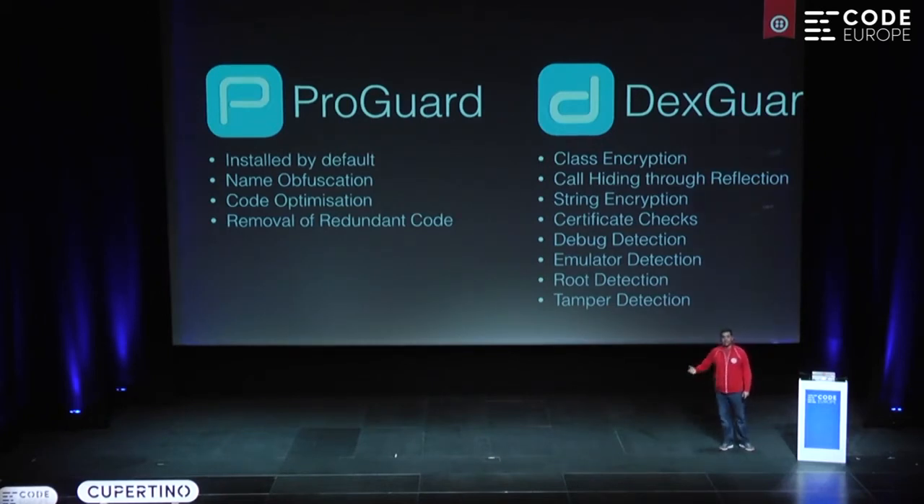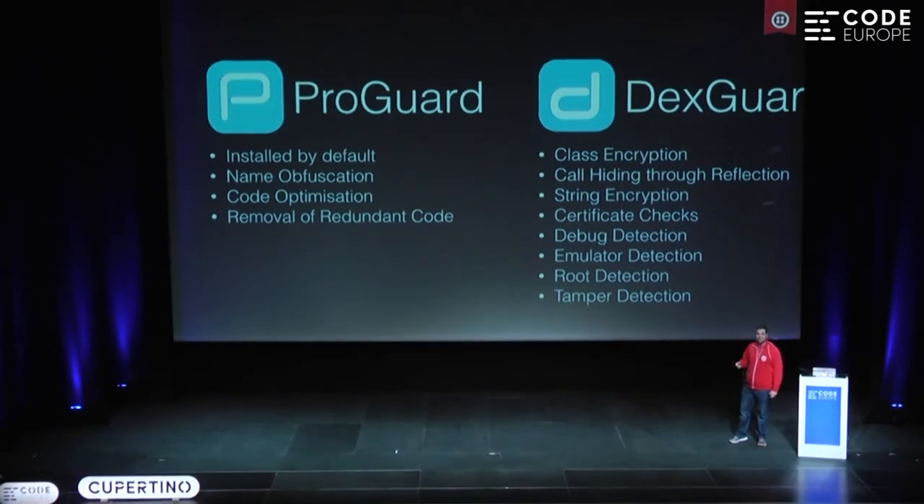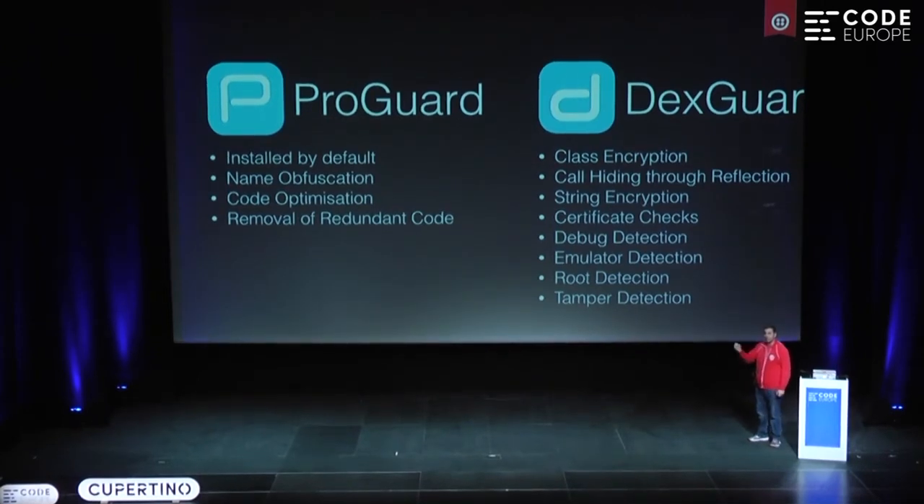DexGuard is the counterpart of it. As you can see, it does way more. It does class encryption, for example. So you're now not only doing obfuscation, but you are encrypting your classes. It does string encryption. It does certificate checks for you, so it checks certificate pinning and that the certificates are actually valid. Debug detection, emulator detection. It does a bunch of things for you. And all you need is to have that installed.